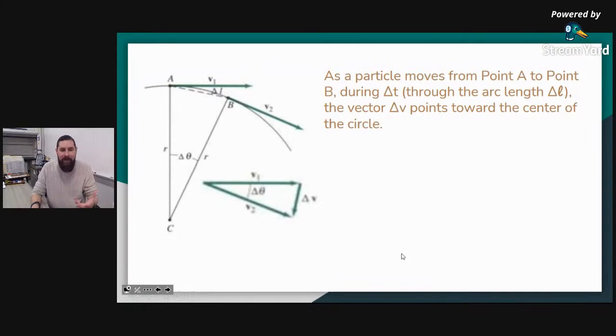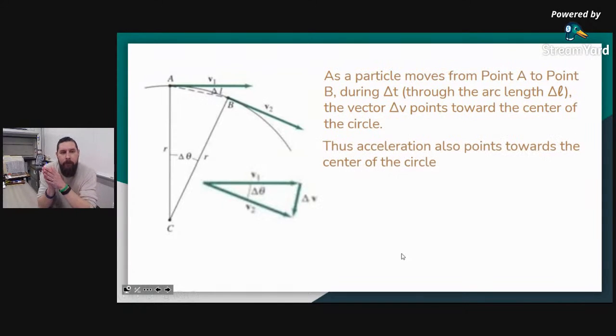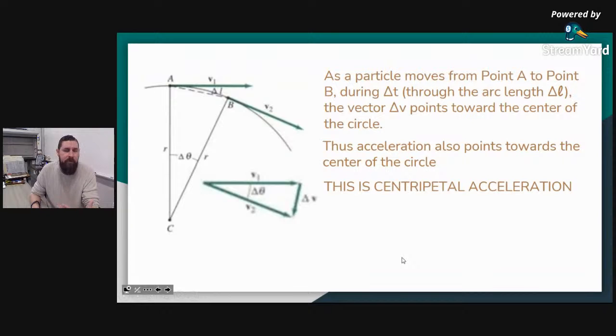So why is that important? Well, what we know from kinematics is that acceleration always points in the same direction as the change in velocity. So because the change in velocity, delta v, points towards the center of the circle, acceleration is also going to point towards the center of the circle. And that acceleration towards the center of the circle is centripetal acceleration.